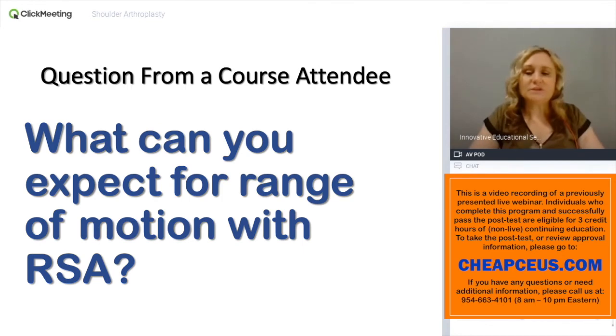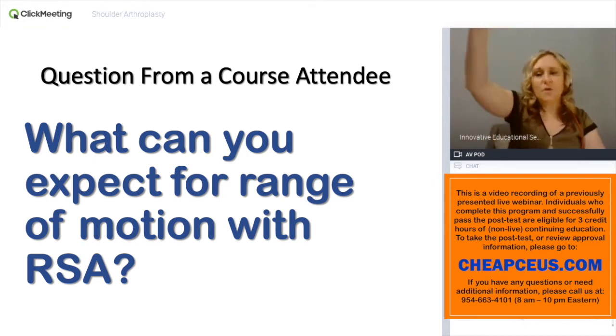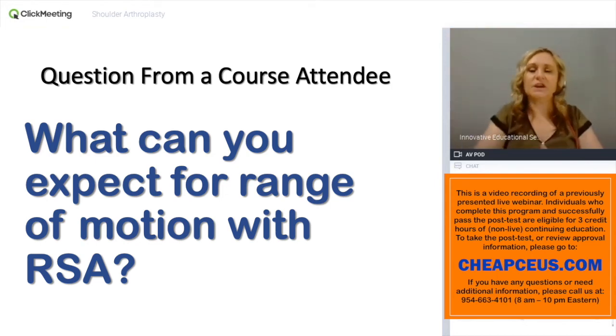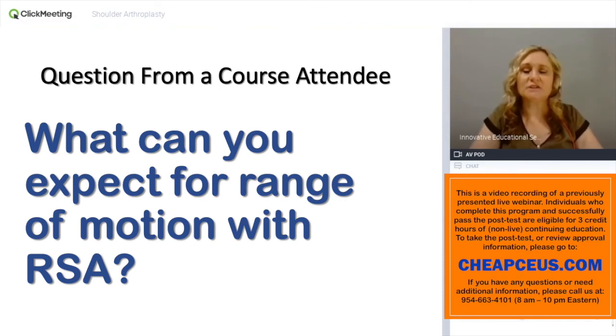The question is, what can you expect for range of motion with the reverse? The research generally says that the range of motion you can expect from either procedure is somewhere between 80 and 100 degrees of forward elevation, abduction, and then to a lesser extent, internal, external rotation for that patient.